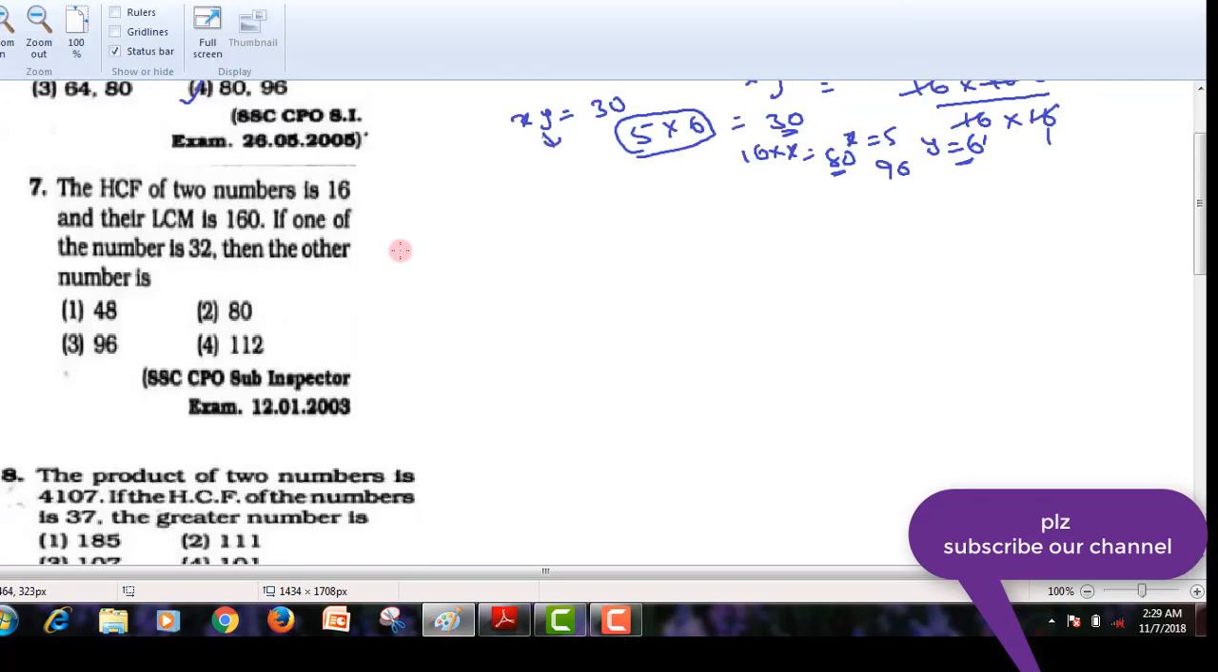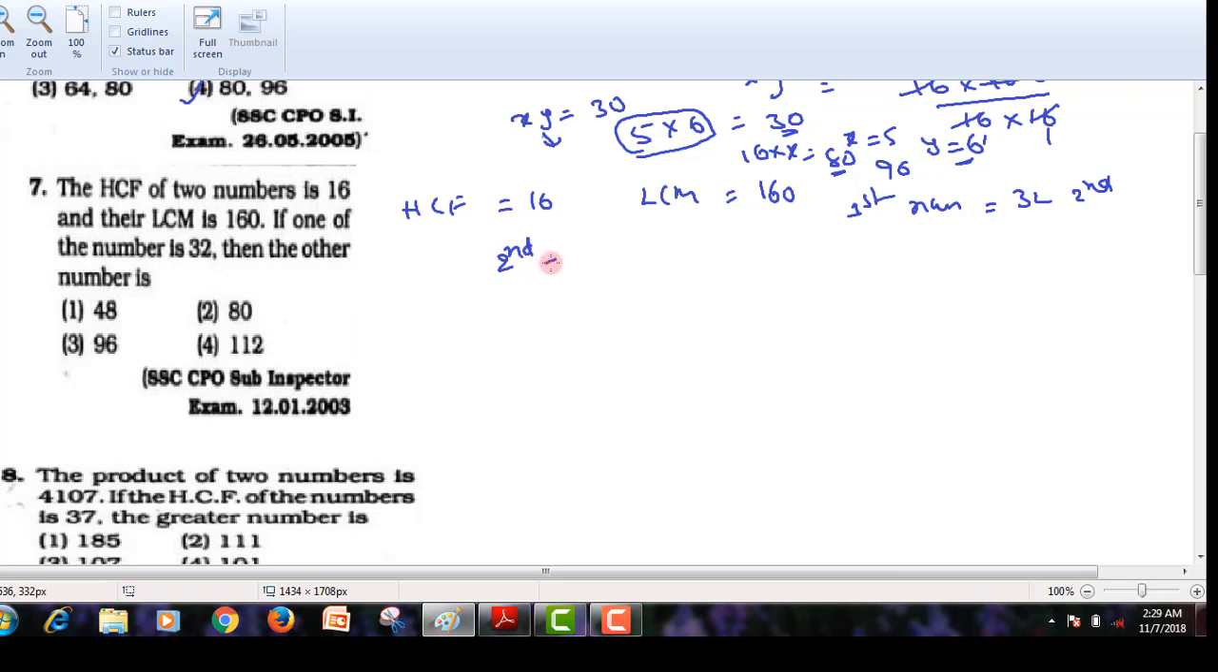Let us see the seventh problem. In this problem, they have given the HCF of two numbers as 16 and the LCM as 160, and one of the numbers, that is the first number, as 32, and they are asking us to find the second number. This is very easy, as we did in video number 1. The second number is equal to the product of HCF and LCM divided by the first number.